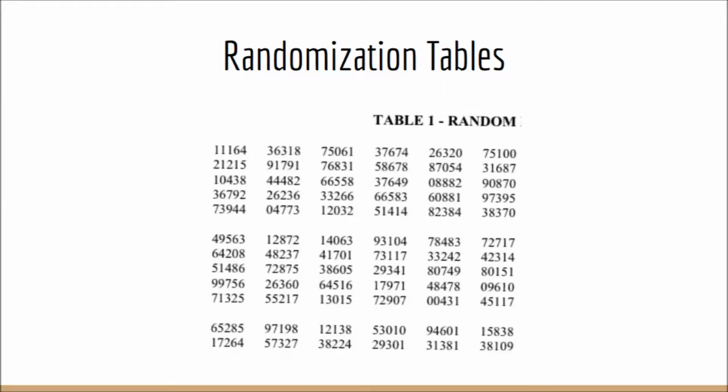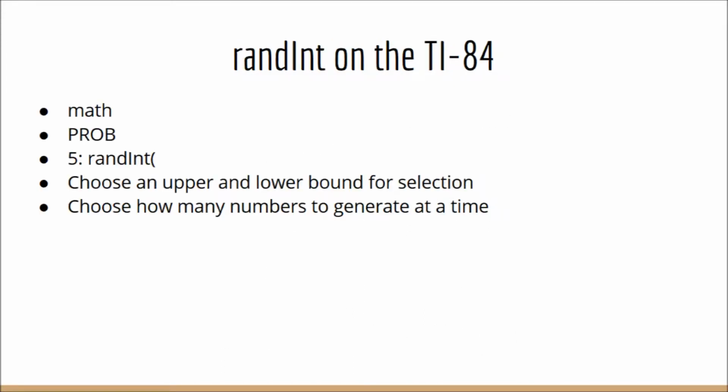Also, be very careful and remember to put a placeholder 0 in front of numbers that have a small amount of digits. For example, in the 1 to 12 example, we need to make sure we look for 01, not just 1. You can generate random numbers using your calculator instead of a randomization table if you prefer that.